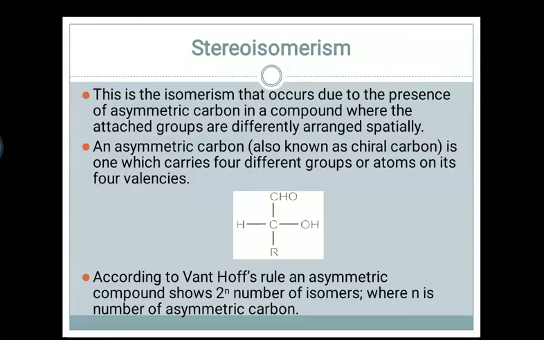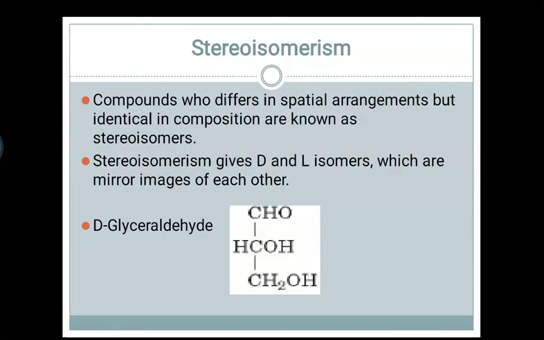Now if a compound has more than one asymmetric carbon, it shows a number of isomers. According to Van 't Hoff's rule, an asymmetric compound shows 2 to the power n isomers, where n is the number of asymmetric carbons. Compounds that differ in spatial arrangements but are identical in composition are known as stereoisomers. Stereoisomers give D and L isomers, which are mirror images of each other. It means the D isomer is the mirror image of the L isomer.